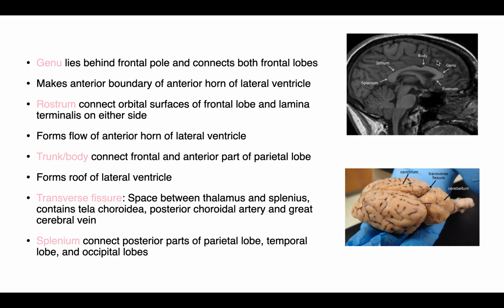And then the transverse fissure is going to be the space between the thalamus and the splenium, and that contains, most importantly, the posterior choroidal artery and the great cerebral vein. The splenium will connect the posterior parts of the parietal lobe, and the temporal lobe, and the occipital lobe. And right here is your cerebellum.